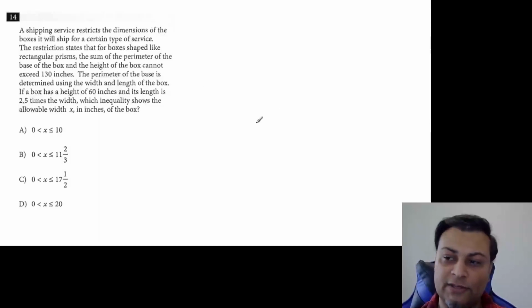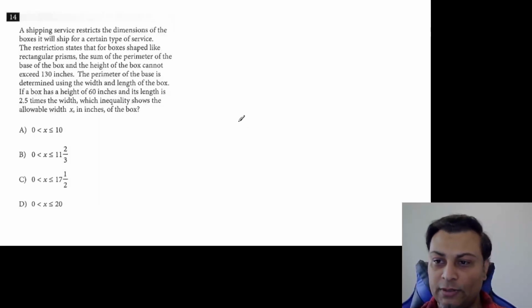So what we have is a rectangular prism. So here's the box.